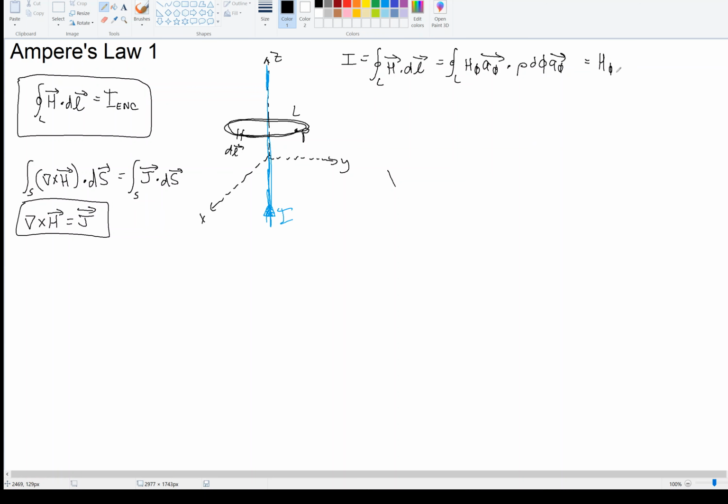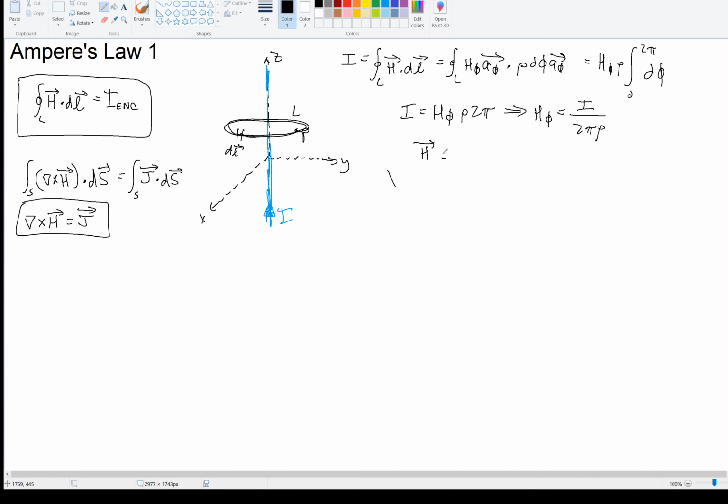This is H phi times rho, integrate phi from 0 to 2 pi, like that. So I have my current I equal to H phi times rho times 2 pi when I do the integration. In other words, H phi is equal to I over 2 pi rho.